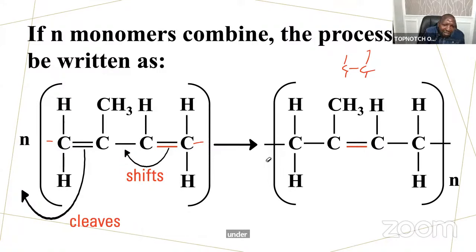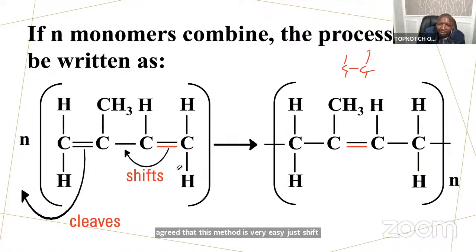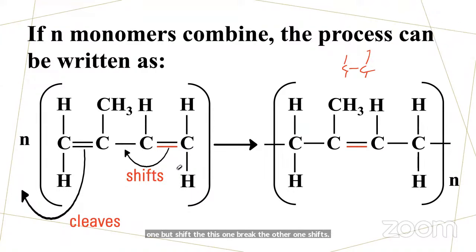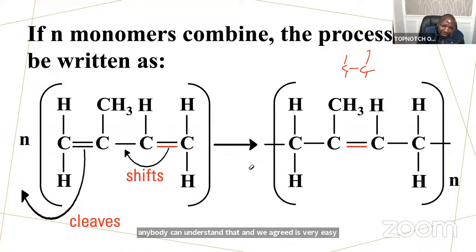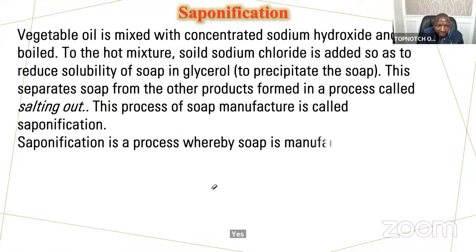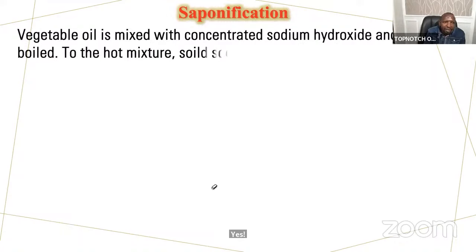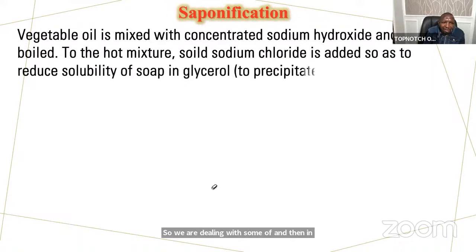I think students, we have agreed that this method is very easy. Just shift this one, this one breaks, the other one shifts. Anybody can understand that. Can we stick to that? Please, let us move to the next topic, which is saponification, the manufacture of soap. In saponification, we use vegetable oil.